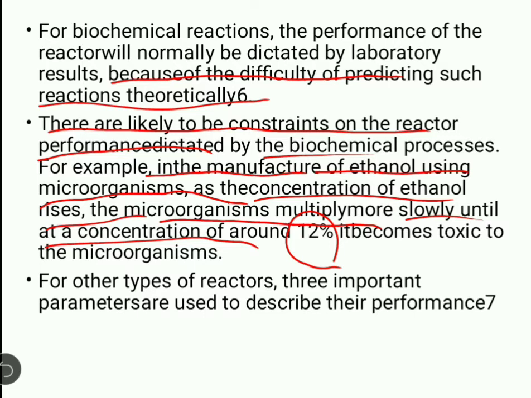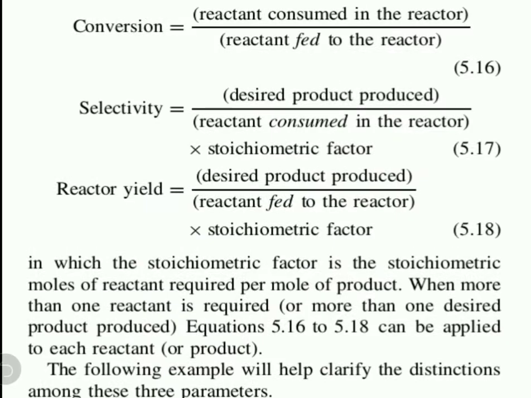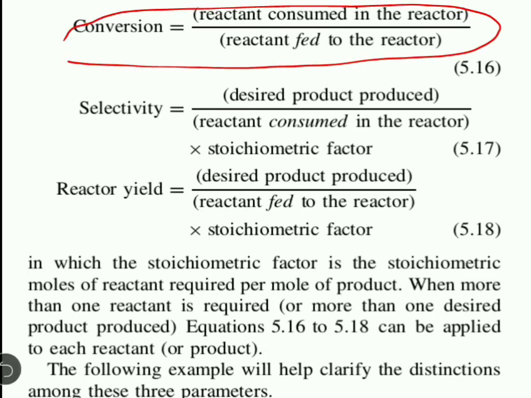Now, other than the polymerization and biochemical reactions, there are generally chemical reactions. In chemical reactions, we have to consider three important parameters by which the performance can be measured. The first parameter is conversion, which is nothing but the ratio of reactant consumed in the reactor to the reactant fed to the reactor. The second parameter is selectivity.